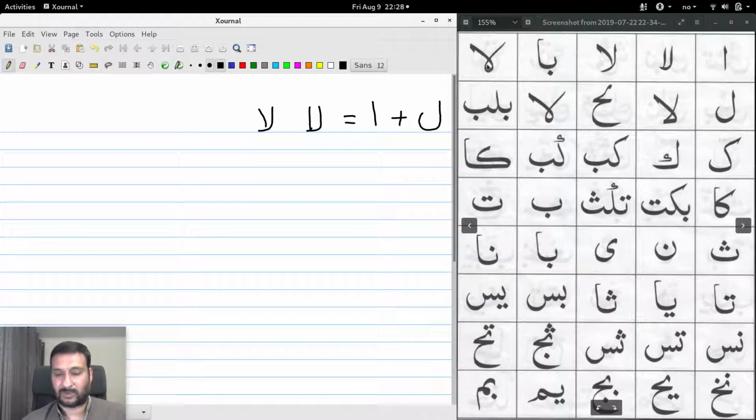And I would actually cover another Lam Alif which is here. So sometimes you will see Lam Alif like so. So here is Lam and Alif. So this is just a shape which you must know. Just remember by heart that this is always going to be Lam Alif.